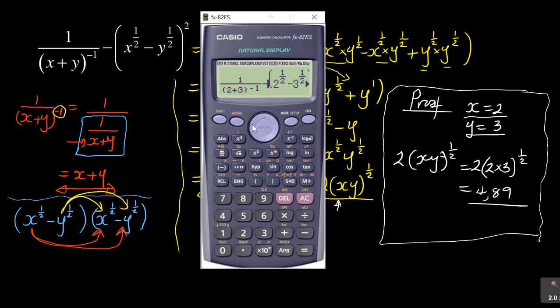Okay, let's see again if I put everything correctly. It's 1 over 2 plus 3 to the power -1, minus 2. X is 2 to the power of half, remember. Y is 3 to the power of half, and the squared, I think, is fine. Now look what I'm getting. I'm getting the same answer, 4.89. Yes, it is the same.